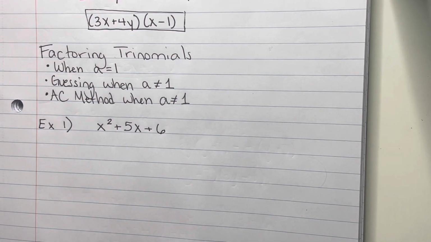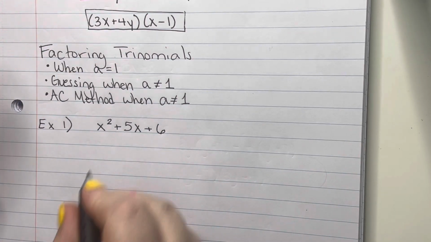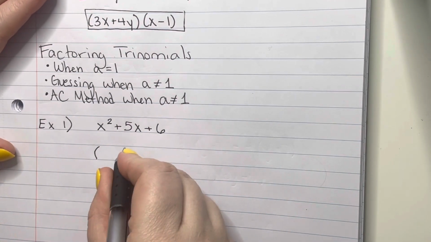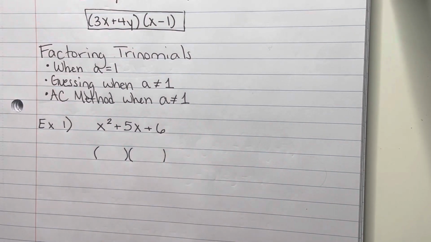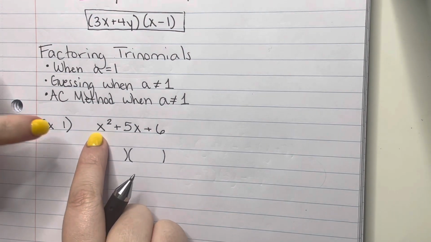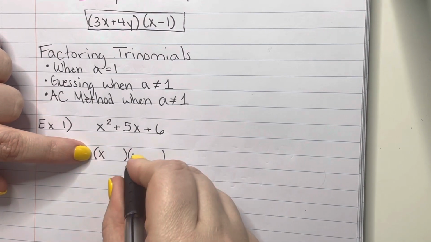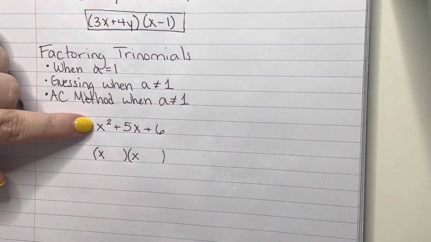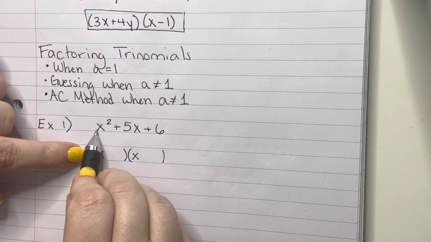Now, as we've seen in a previous lesson, we can multiply two binomials together to produce a trinomial. So when we're factoring, we're basically asking ourselves, what were the two binomials that were multiplied to produce this trinomial? Now, because the leading term is just x squared, we know that the first term of each binomial is going to be x. That way, x times x produces x squared.